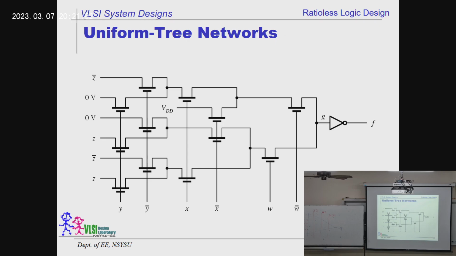And the beauty is that it is a binary tree. If you rotate this circuit 90 degrees counterclockwise, you'll see that this one coming in breaks into 2 parts, and here it breaks into 2 parts again. This is the output node. You have 2 paths. The first path is controlled by W and W bar.